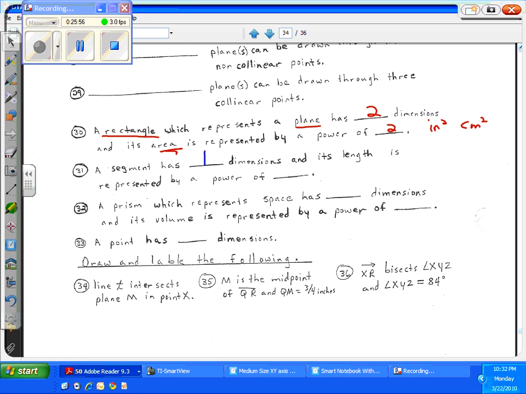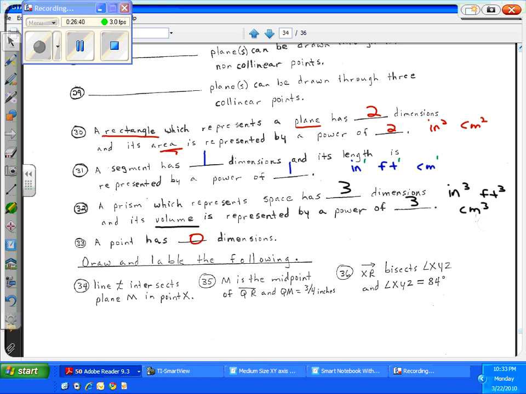A segment has 1 dimension, which we call length, and we represent that with the power of 1. In other words, we would measure length in inches, or feet, or centimeters, and the exponent is an understood 1 that we really wouldn't put on it. Notice the exponent is the same as the number of dimensions. A prism, which represents space, has 3 dimensions, and its volume is represented by a power of 3. And so we would measure volume in cubic inches, or cubic feet, or cubic centimeters.